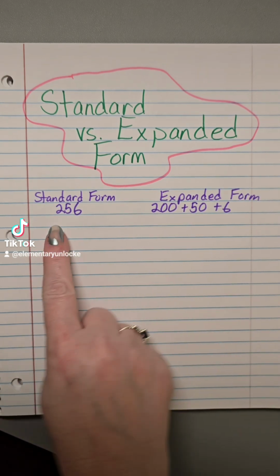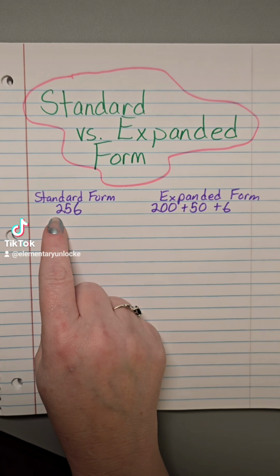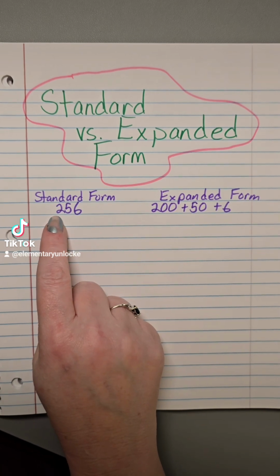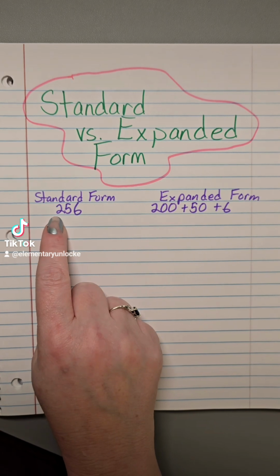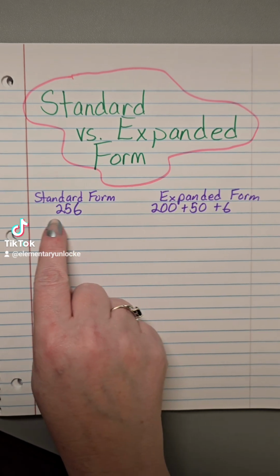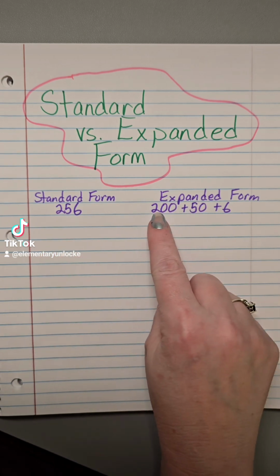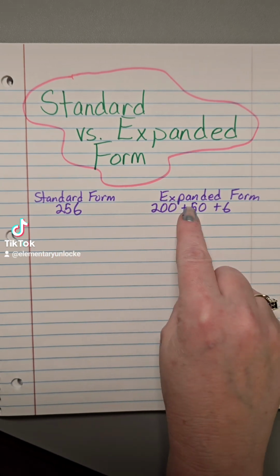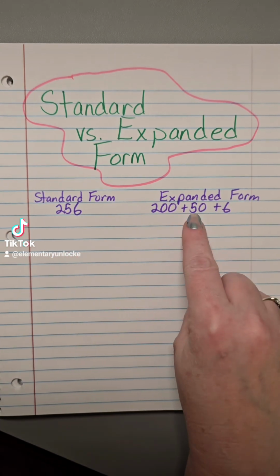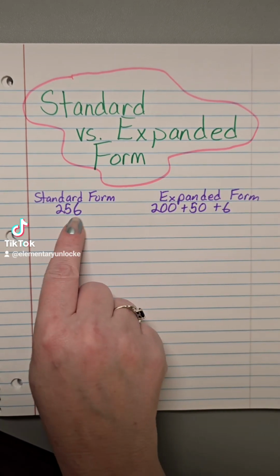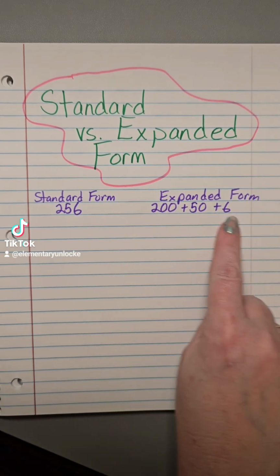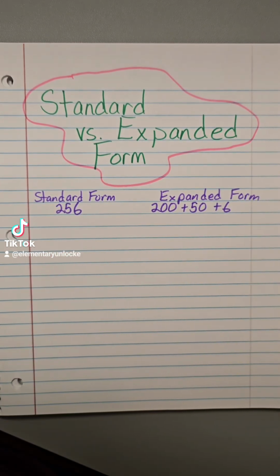Expanded form means we're going to take the number in each place value spot. We're going to look at the value of the digit and place it in its correct location by value and by quantity. So there are two hundreds, so we're going to have a 200. We're going to add to that the 5 tens, which is 50. And then we're going to add to that the 6 ones, which is 6. This is the expanded form, and this is standard form.